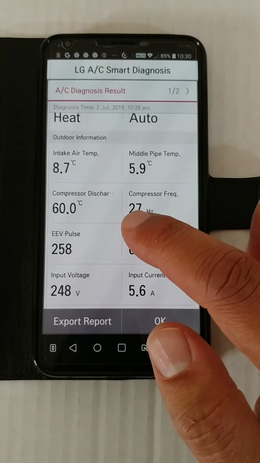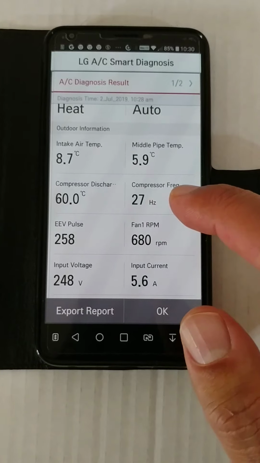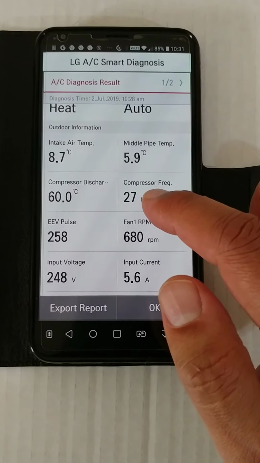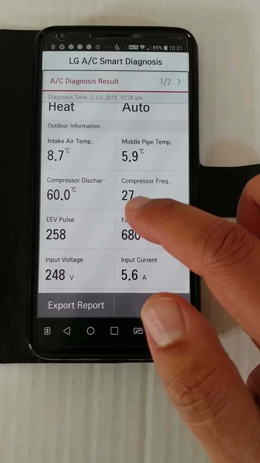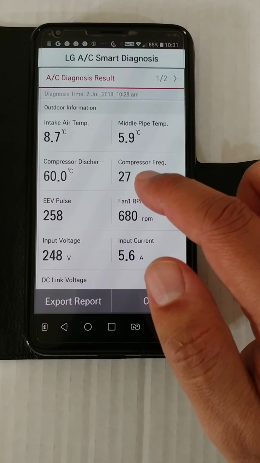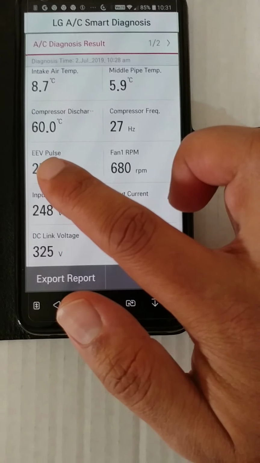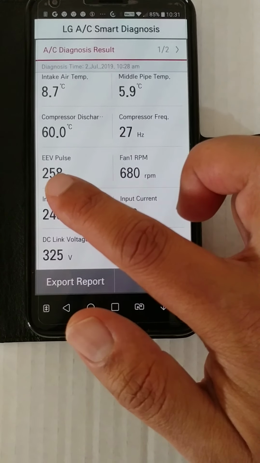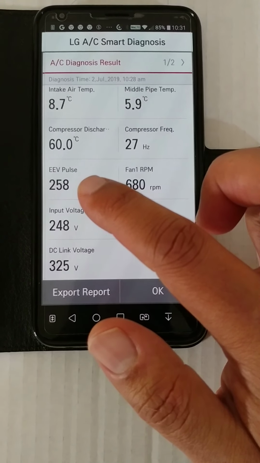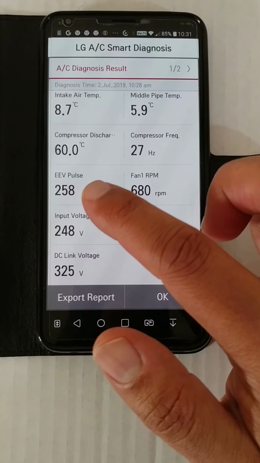So you times 27 by 60 seconds, because there's 60 seconds in a minute, and that gives you the revolutions per minute. Now the LG compressor can run as slow as 10 Hertz all the way up to 120 Hertz, which is pretty good. A lot of split systems run between 20 to 100 Hertz, but the LG can run as slow as 10 Hertz. The electronic expansion valve pulse is 258, so this controls the orifice of the air conditioner. Non-inverter air conditioners have a fixed orifice or a TXV valve.